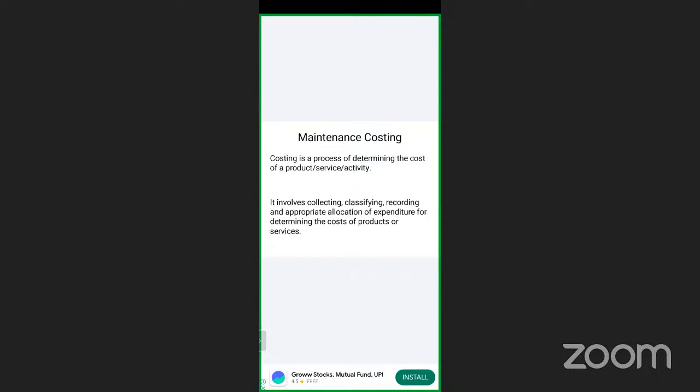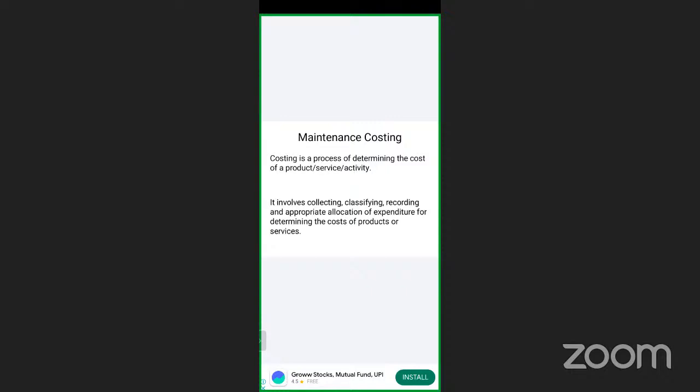So first we collect the cost, then we classify the cost, and then we record the cost. We have to sum it up finally, and we want to find out how much is the total cost incurred. Why do we need to find out the total cost? Because if we don't determine the total cost of manufacturing a product, we won't be able to fix the price of the product, isn't it? So we need to find out the total cost of the product, right?